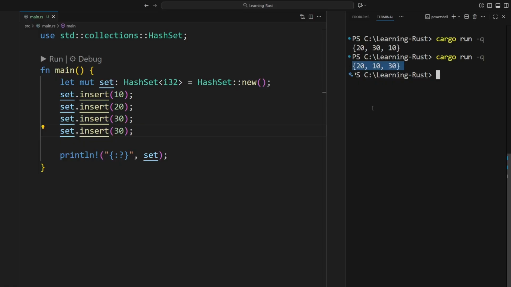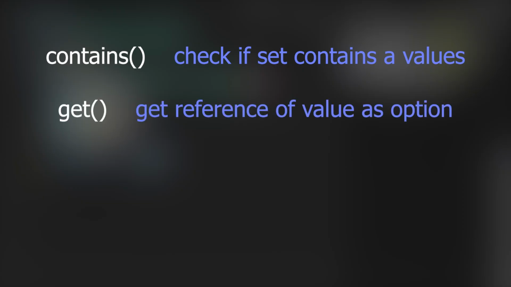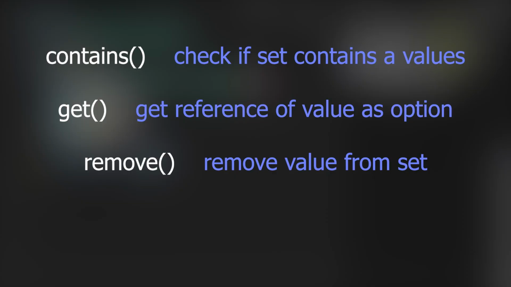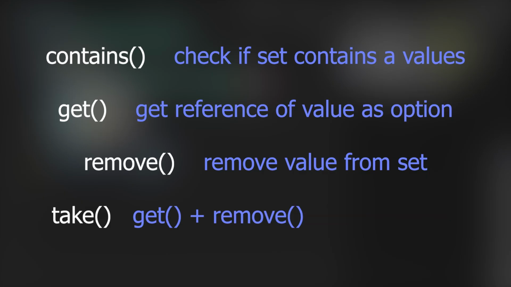We have a lot of similar methods here like we had in HashMap, like the contains method to check if the set contains a particular value, the get method to get the reference of the value as an Option enum, and the remove method to remove an entry from the set. To know more about these methods, you can check my video on HashMaps. There is a take method as well, which returns the value as well as removing it from the set. So you can imagine it to be get and remove methods together.